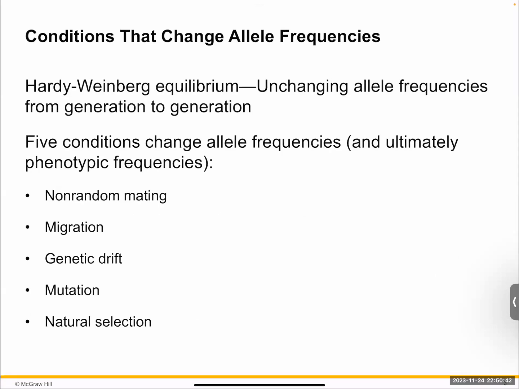So we talked about this in our previous lecture, where we talked about the Hardy-Weinberg equilibrium, which was the equation p squared plus 2pq plus q squared is equal to 1, and also p plus q is equal to 1. That p squared is a representation of the genotype homozygous dominant, q squared is the homozygous recessive version, and 2pq is a representation of the heterozygous genotype.